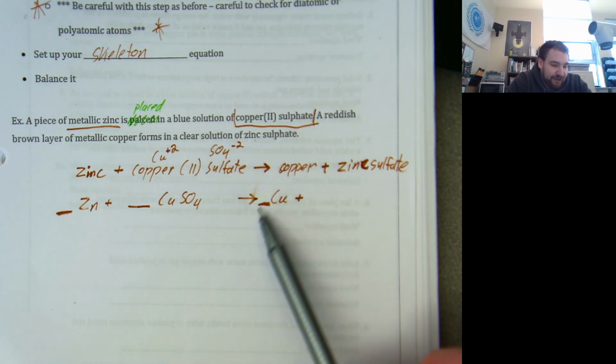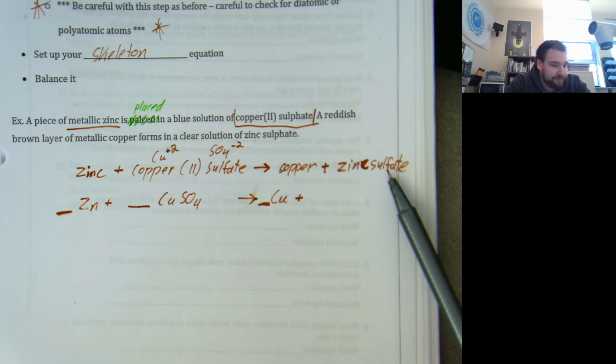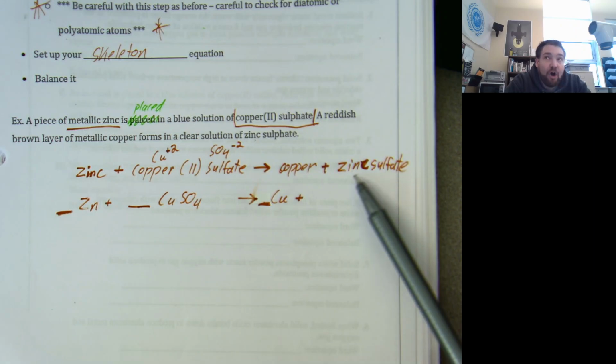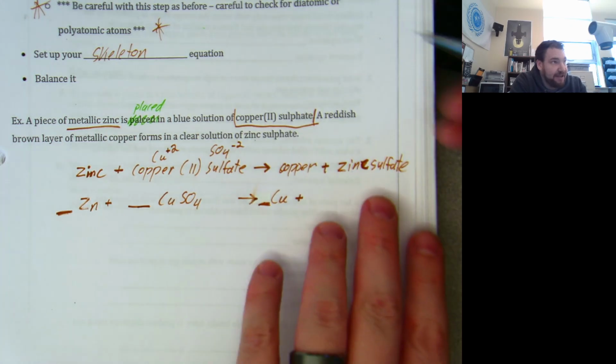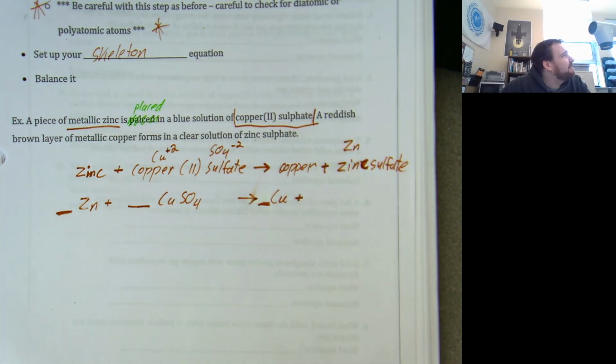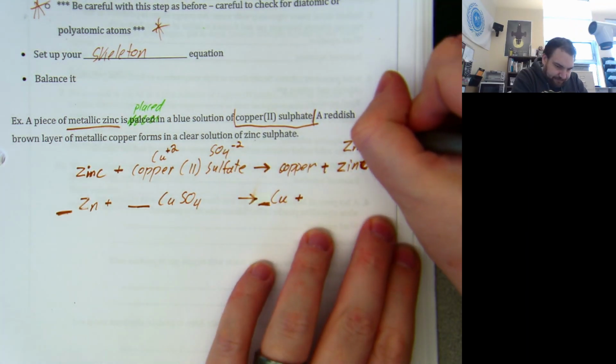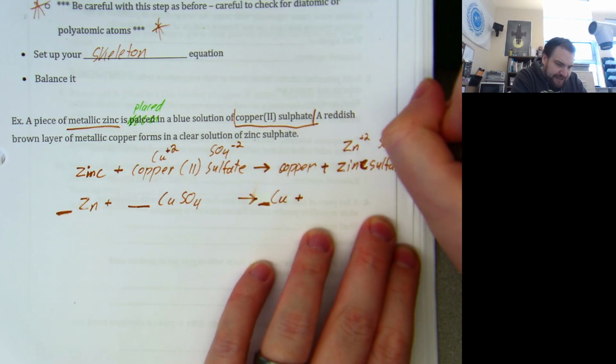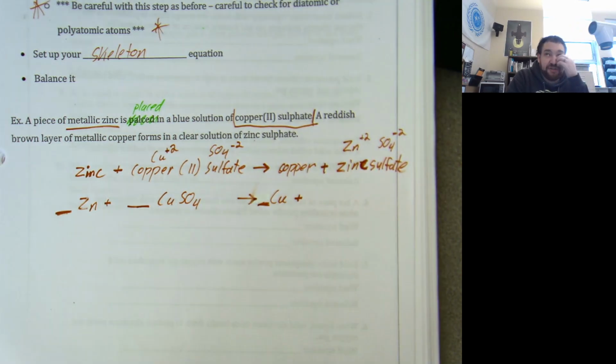And then the last thing we're going to create over here is the zinc sulfate. Now all of a sudden we care about the charge on the zinc. Because it's part of an ionic compound, we need to know what the charge is. So let's go find zinc. Zinc is Zn. Can't see from here what that one is. So I look at my periodic table, it's +2. Sulfate we've already done. SO4 -2.